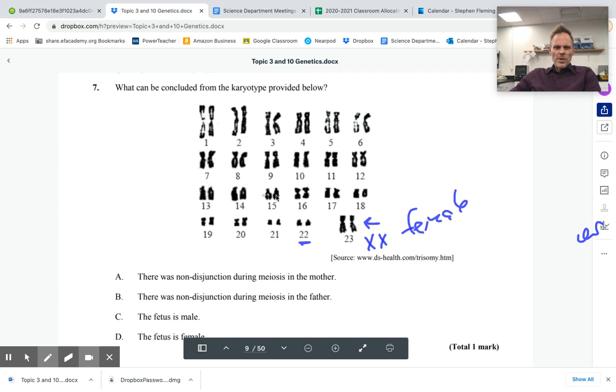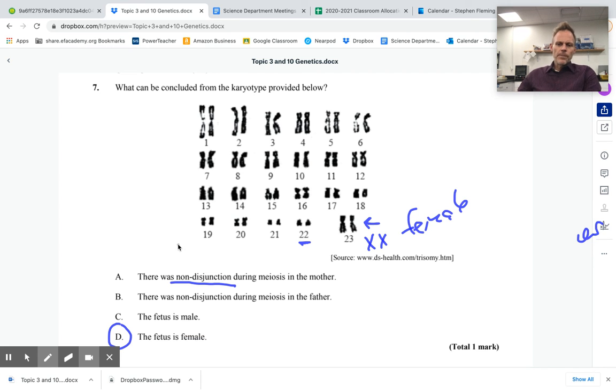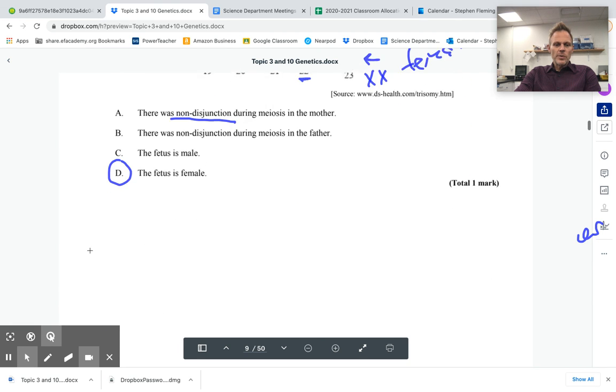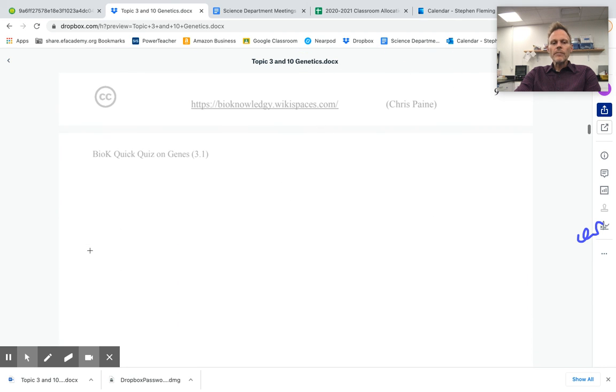And there's no doubling up. There's no trisomy. There's no 3rd chromosome. So they're normal. So the fetus is female. That's the best answer. Remember, non-disjunction is what leads to this extra chromosome. And that is it for the multiple choice questions on 3.2.